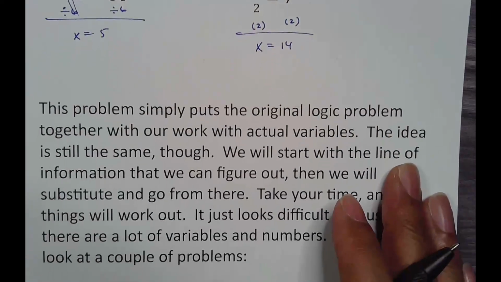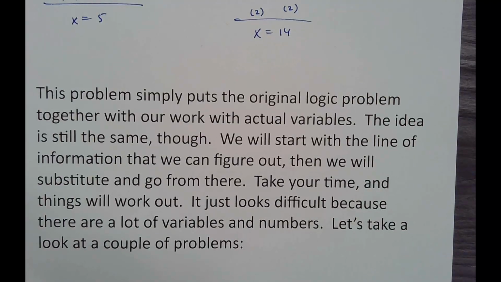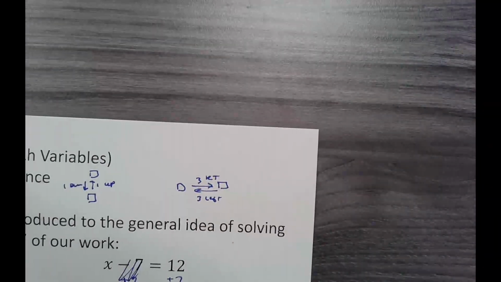So this problem here puts the original logic problem that we had together with our work with actual variables. The idea is still the same. We're going to start with the line of information we can figure out, and then we'll substitute and go from there. It is supposed to make you think, so take your time, and things do work out. It just looks difficult because there's a lot of stuff going on. But like I said, outside of that, you have what it takes.